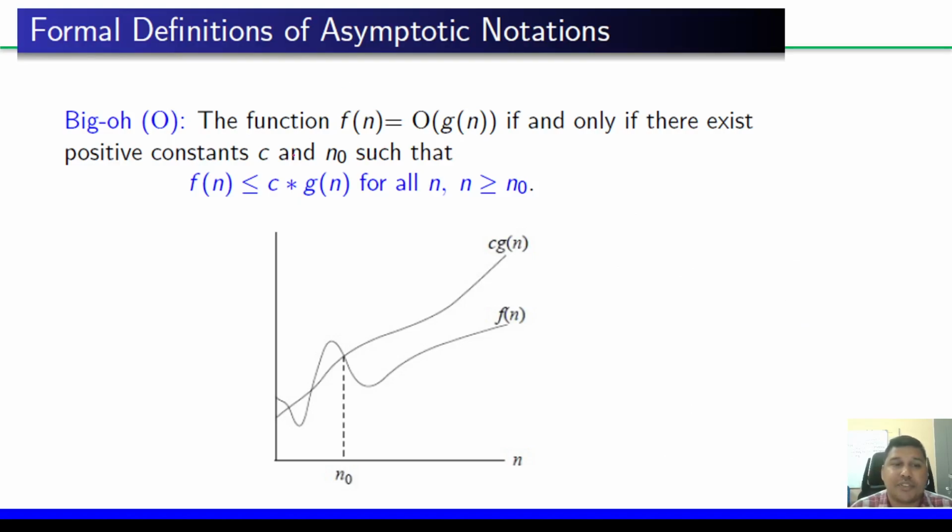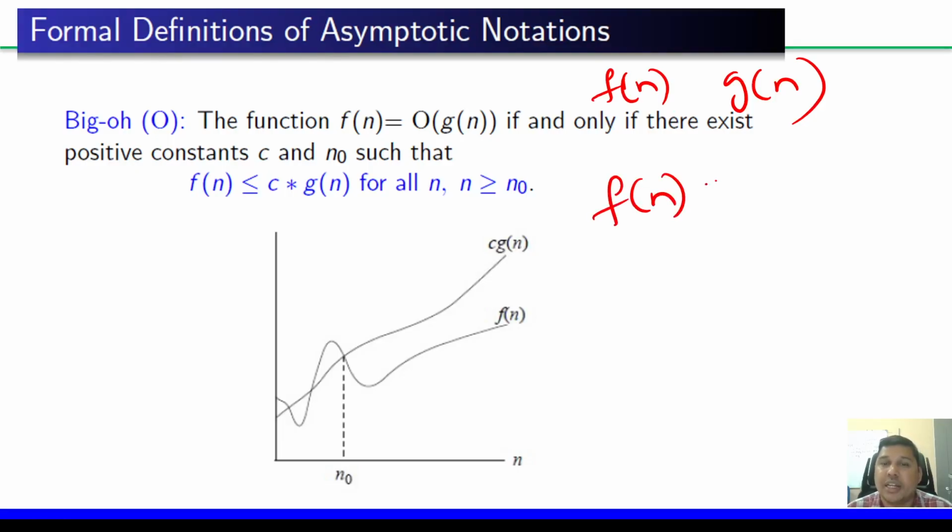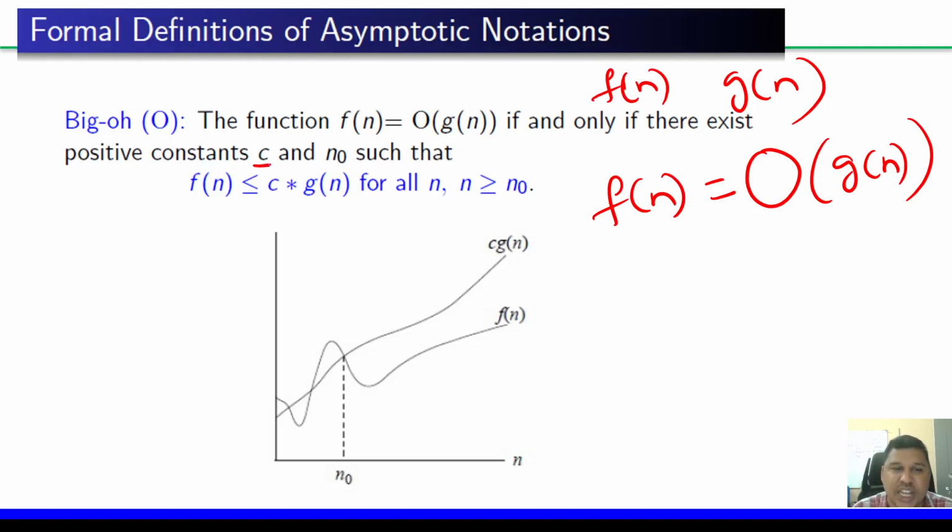If there are two functions f of n and g of n, then function f of n can be written as big O of g of n. When can we write this? If and only if there exist a positive constant c and n naught such that f of n is always less than or equal to c into g of n. Okay.